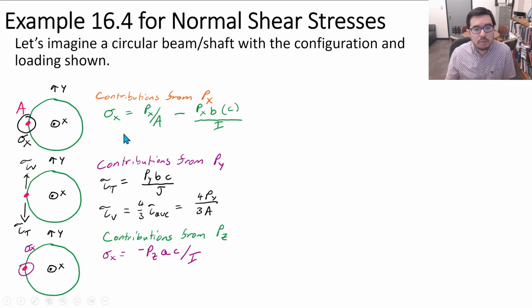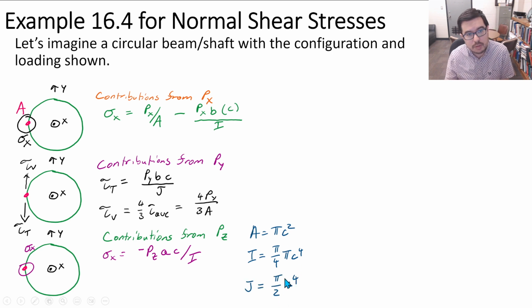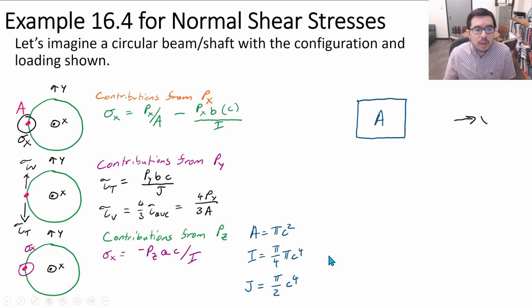Okay, so let's just rewrite what we've discovered here. We have contributions from px, contributions from py, contributions from pz. And now, after we write these basic quantities down, don't get the I and the J confused. Just remember that they're in alphabetical order, and I is less than J. Okay, so now, if we draw our element A, it might be good just to go back.